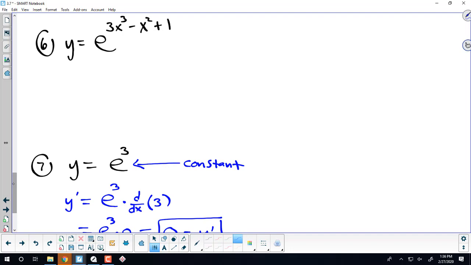How about the derivative of e to the 3x cubed minus x squared plus 1? It would be 9x to the second power minus 2x times e to the 3x cubed minus x squared plus 1. What do y'all think? The derivative of e to a power is e to the same power. We just copy that down, and then we multiply that by the derivative of 3x cubed minus x squared.